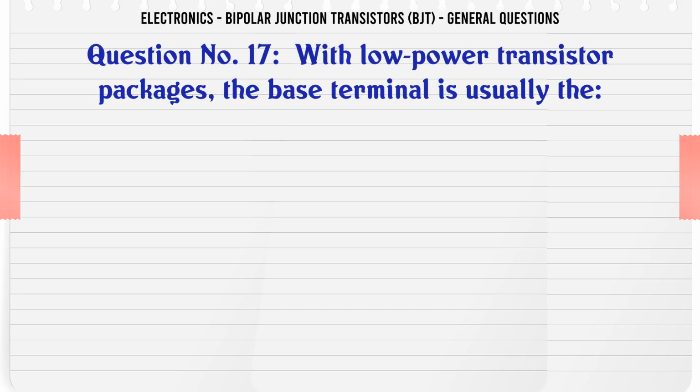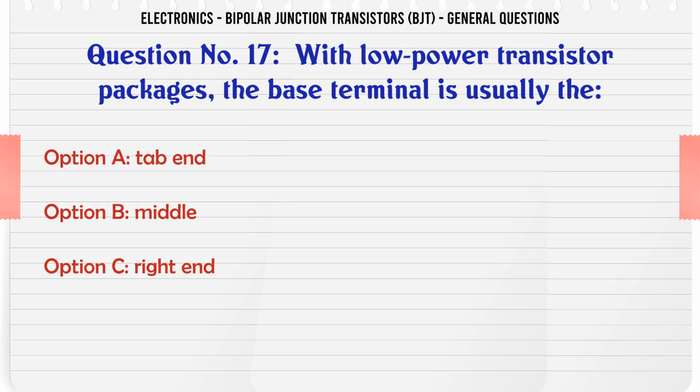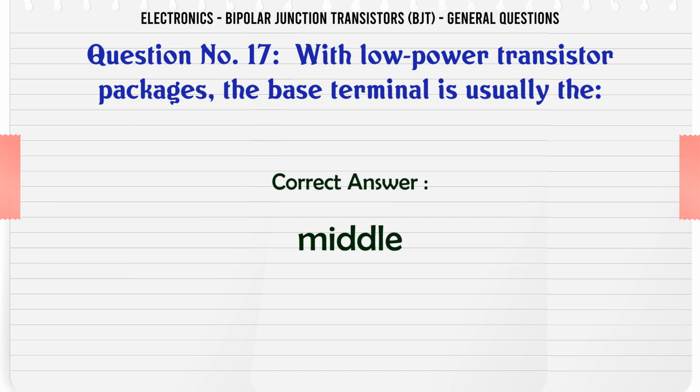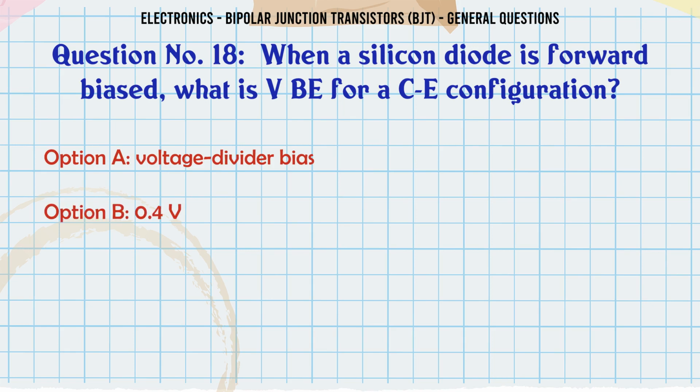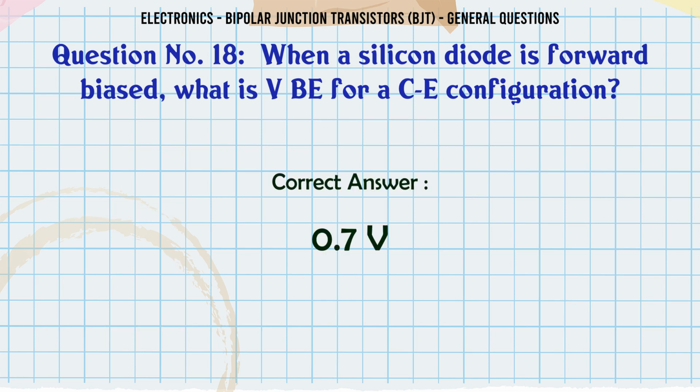With low power transistor packages, the base terminal is usually the A. tab end, B. middle, C. right end, D. stud mount. The correct answer is middle. When a silicon diode is forward biased, what is VB for CE configuration? A. Voltage divider bias, B. 0.4 V, C. 0.7 V, D. emitter voltage. The correct answer is 0.7 V.